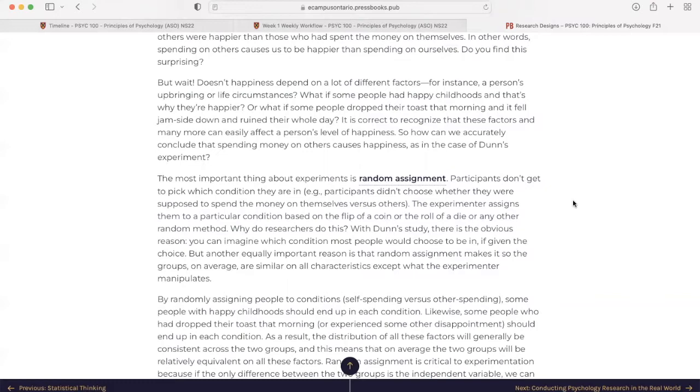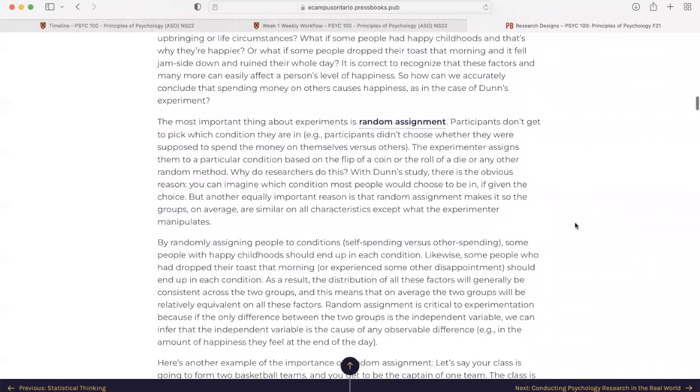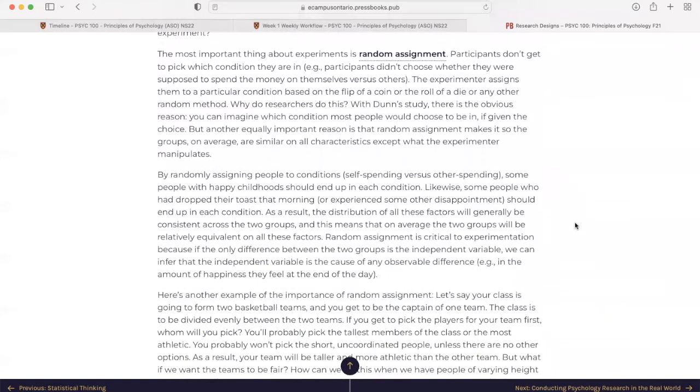Why do researchers do this? With Dunn's study, there is the obvious reason. You can imagine which condition most people would choose to be in, given the choice. But another equally important reason is that random assignment makes it so the groups, on average, are similar on all characteristics except what the experimenter manipulates.